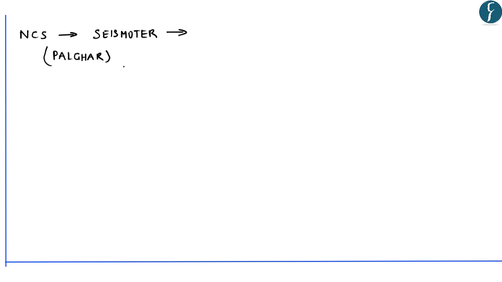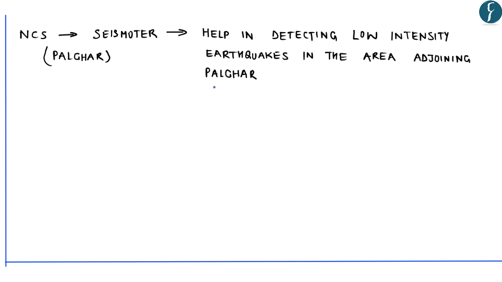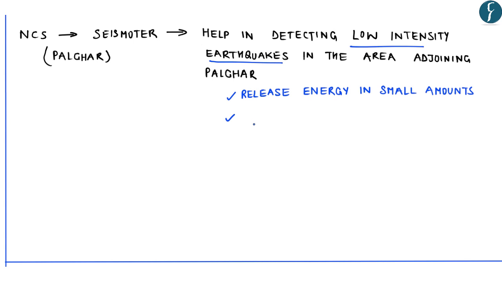So, installation of another seismometer at Palghar by the National Center of Seismology will help in detecting low intensity earthquakes which occur in quick succession in the area. Another important aspect which needs to be remembered with respect to low intensity earthquakes is that these release energy in small amounts. These low intensity earthquakes may also be accompanied by sound emissions.